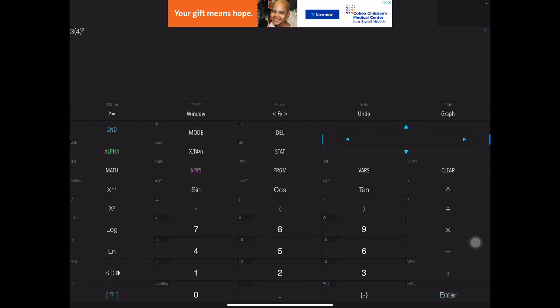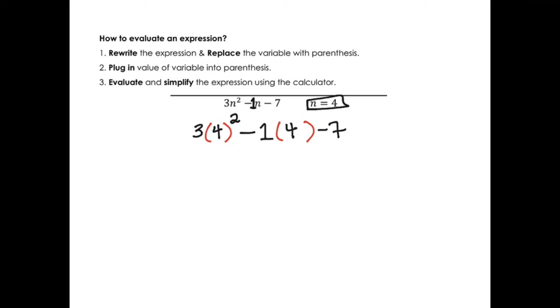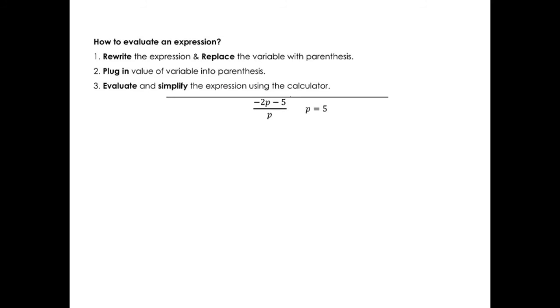So I have 3, 4 squared minus parentheses, again 4 minus 7, which then gives me a value of 37. And when I do this, I get a value of 37.